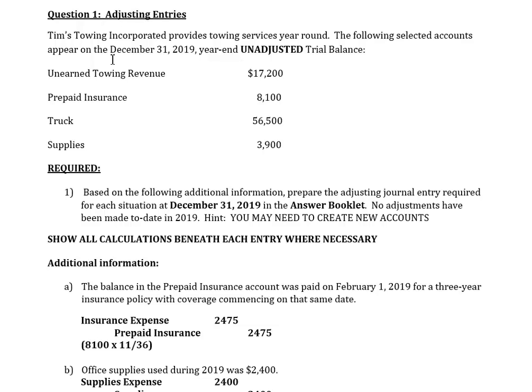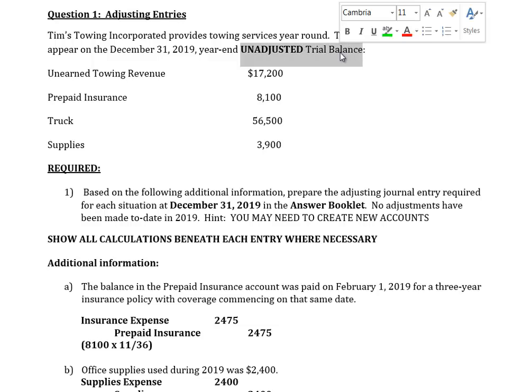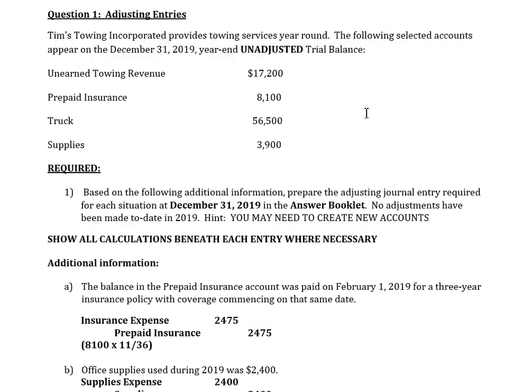So we have a company, Tim's Towing, and they have the following items from their unadjusted trial balance, so that's before adjusting entries at the end of 2019, and that's December 31st. So you can see they have a liability. Remember, anything that says unearned revenues of any kind, it's a liability because it represents money that Tim's Towing took in, but they haven't yet provided towing services for. And that liability is $17,200.